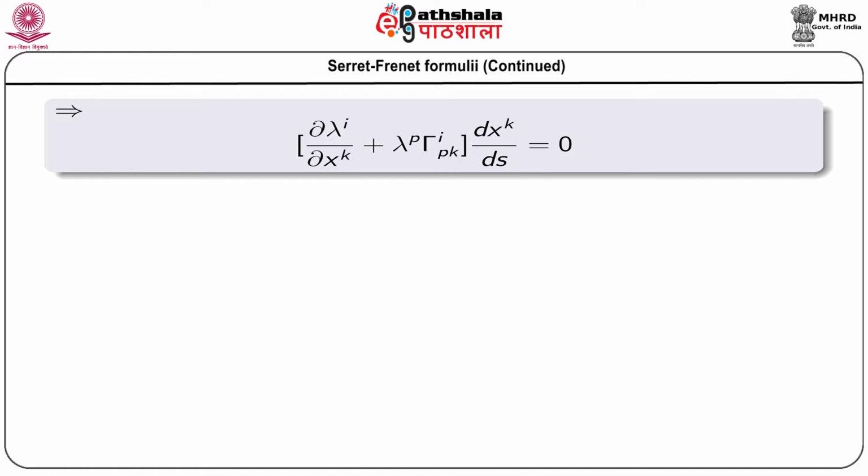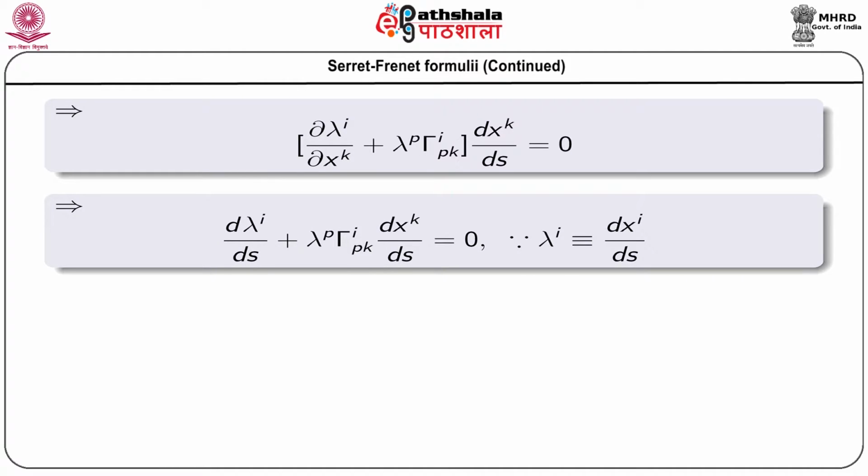And again, applying the definition of the covariant derivative of lambda^i with respect to x^k, we get (∂lambda^i/∂x^k + lambda^p Γ^i_pk) dx^k/ds = 0, which gives, by the theory of partial derivatives, the relation dlambda^i/ds + lambda^p Γ^i_pk dx^k/ds = 0.